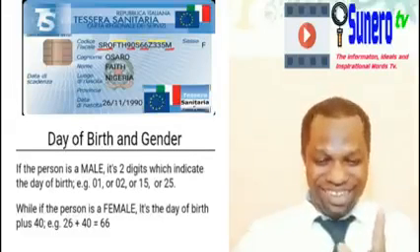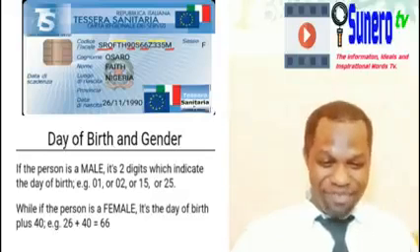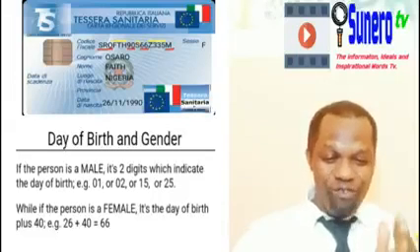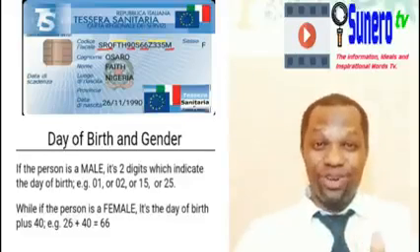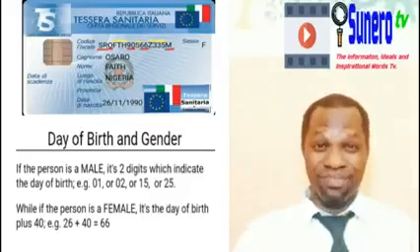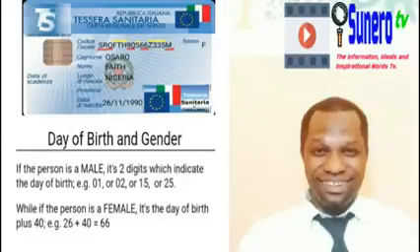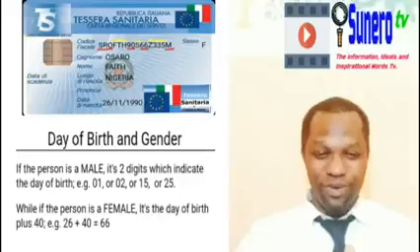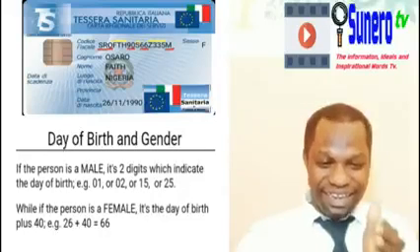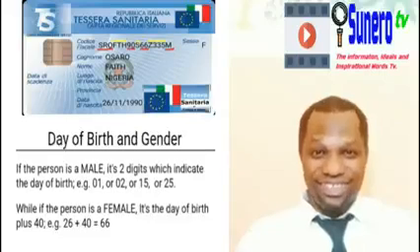What about for female? If the person is a female, it's the day of birth plus 40. The day of birth, then plus 40. Anybody that is a female, if you look at their Codice Fiscale, you find out that their date of birth plus 40. That's what brought out that number. In this person's case, the date of birth is 26. 26 plus 40 brings out 66.